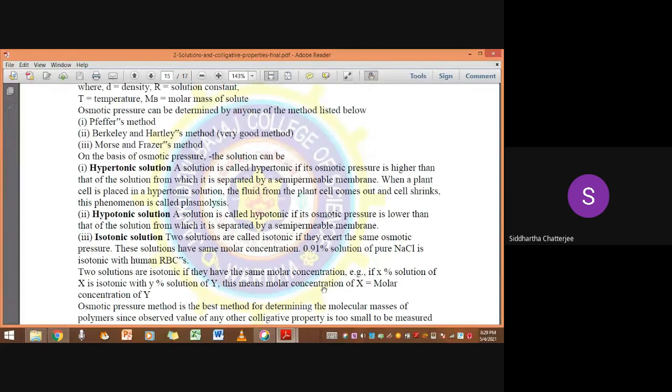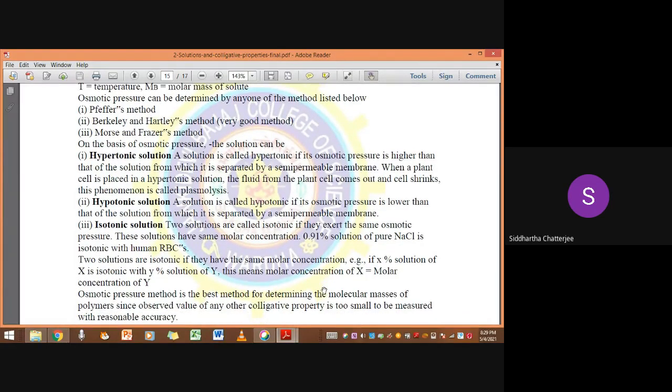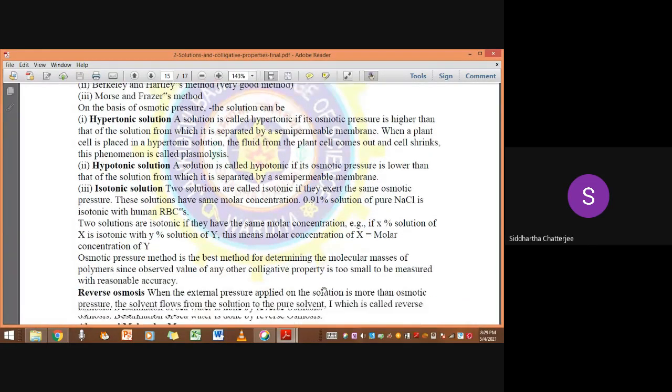Whereas a hypertonic solution is a solution having higher osmotic pressure than the other solution, and a hypotonic solution is a solution having lower osmotic pressure than the other solution. Suppose pi 1 is greater than pi 2, then you will say pi 1 is the hypertonic solution and pi 2 is the hypotonic solution. The reverse osmosis we have already explained.